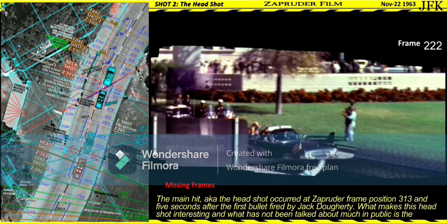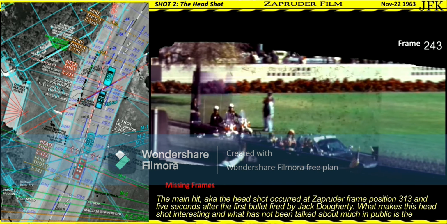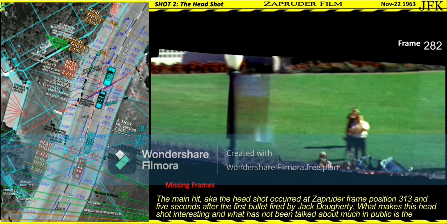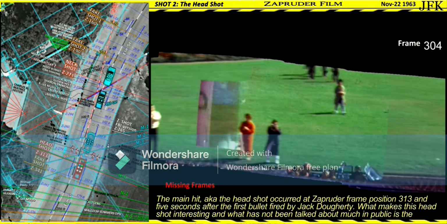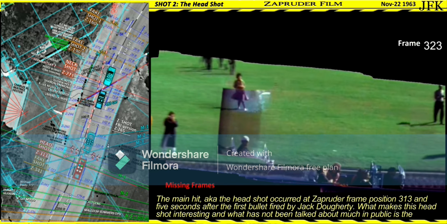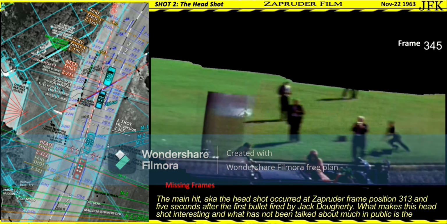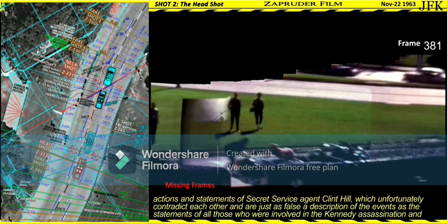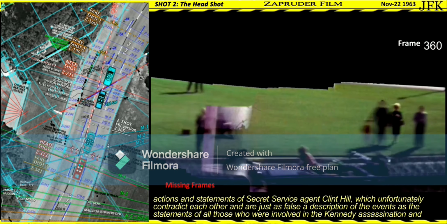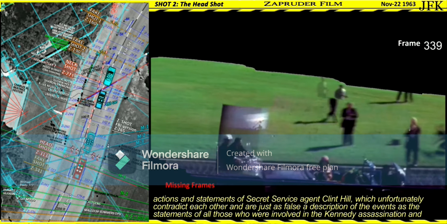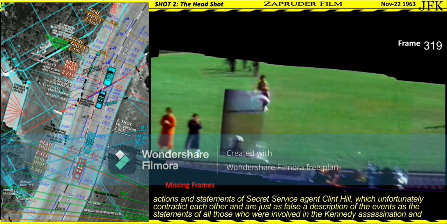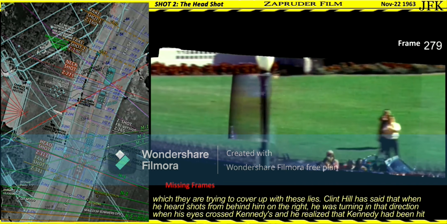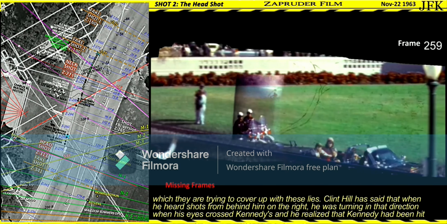The main hit, aka the headshot, occurred at Zapruder frame position 313 and 5 seconds after the first bullet fired by Jack Dougherty. What makes this headshot interesting and what hasn't been talked about much in public is the actions and statements of Secret Service agent Clint Hill, which unfortunately contradict each other and are just as false a description of the events as the statements of all those who were involved in the Kennedy assassination, and which they are trying to cover up with these lies.